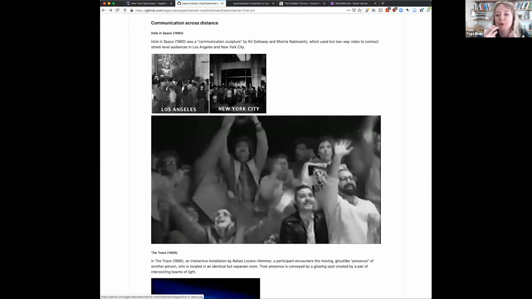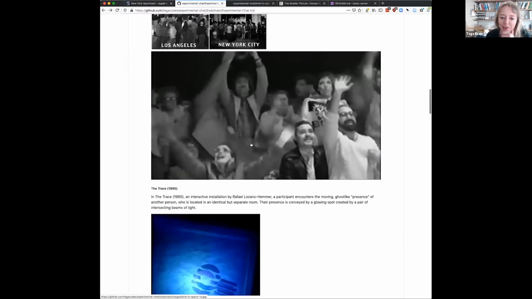What's the big deal? But it's just so hard to appreciate the technical requirements of doing this in 1980, and also the imagination to do this sort of public intervention. I love this second image I included here, because you can see that when this work was up, people would organize with their relatives, so the relatives in LA would go to the LA side and the New York side so that they could actually see each other, right? You can see how excited these faces are, all waving and trying to see their friend on the other side of the country.